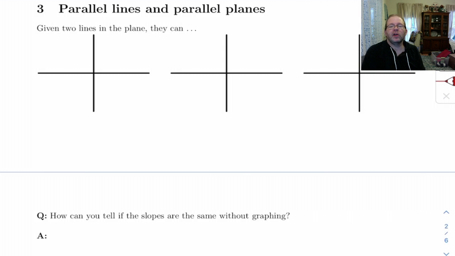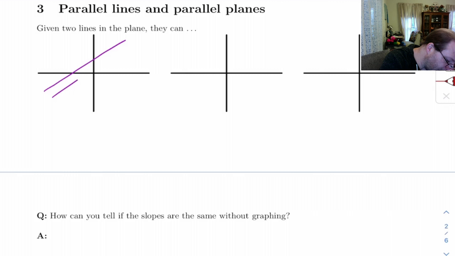All right, let's look at parallel lines and parallel planes. We'll start out with lines. Suppose you're given two equations of a line, and we want to look at the different possibilities. One possibility, of course, is the two lines might wind up being parallel.